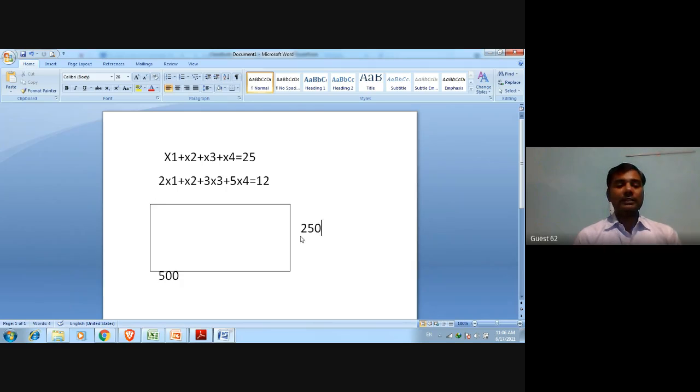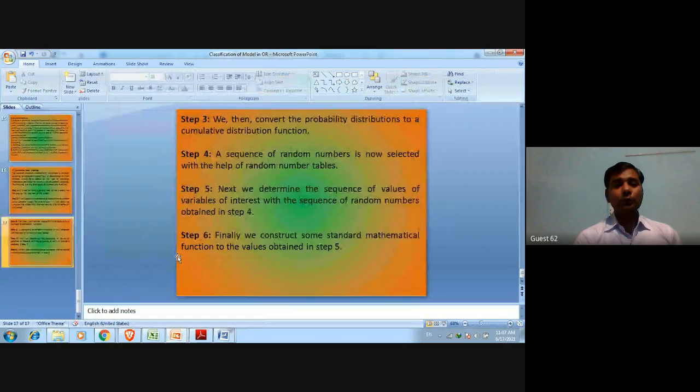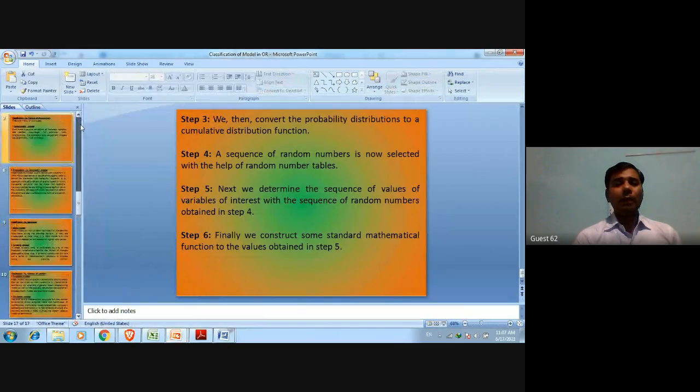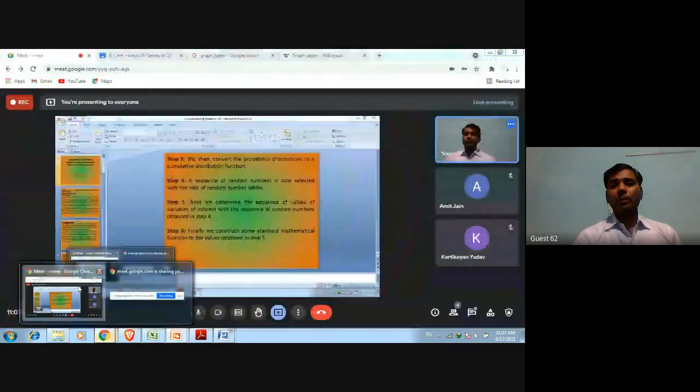First, let us see where the 10 bombs will fall. We will take this type of sequence as a trial. So this is your Monte Carlo method. This is all about the classification of models and methods to solve OR models. This is all about today's class.